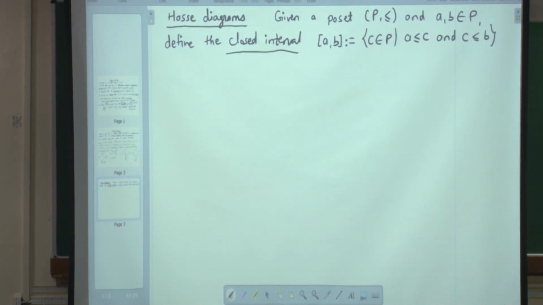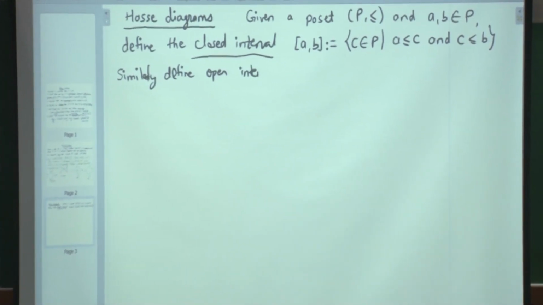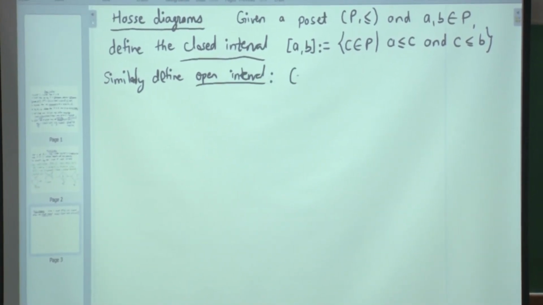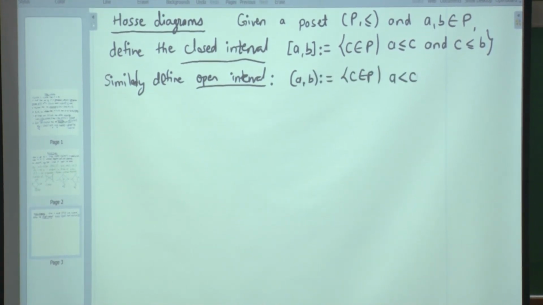Similarly, define the open interval. What will be the open interval? All those C's in P such that A less than C and C less than B. So no equality is allowed at the boundaries. That is our open interval. Semi-open, semi-closed you can also do. On one side it is closed, on another side it is open, so that's easy.